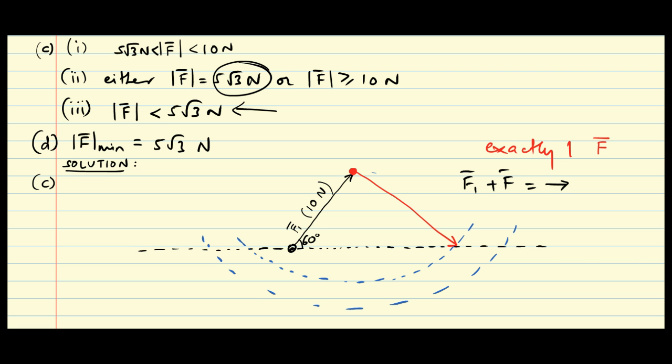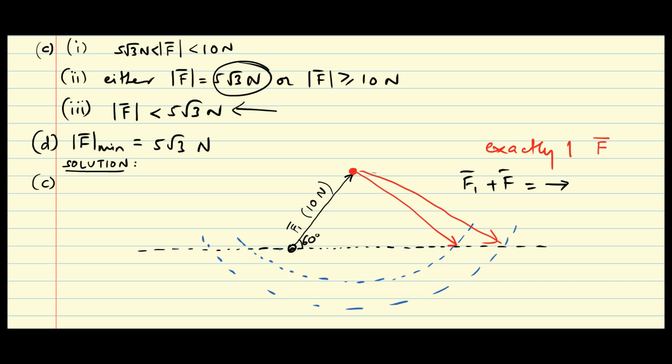One of the possible f bars is this one, and the second one, which is ruled out for the same reason, is this one, because the resultant of f1 bar and f bar is towards the left. We don't want a leftward force, so that's ruled out. So that's why the leftward possibility is immediately ruled out. It seems that if you go on increasing mod f bar, you seem to end up with exactly one particular f bar, and one of them is ruled out.